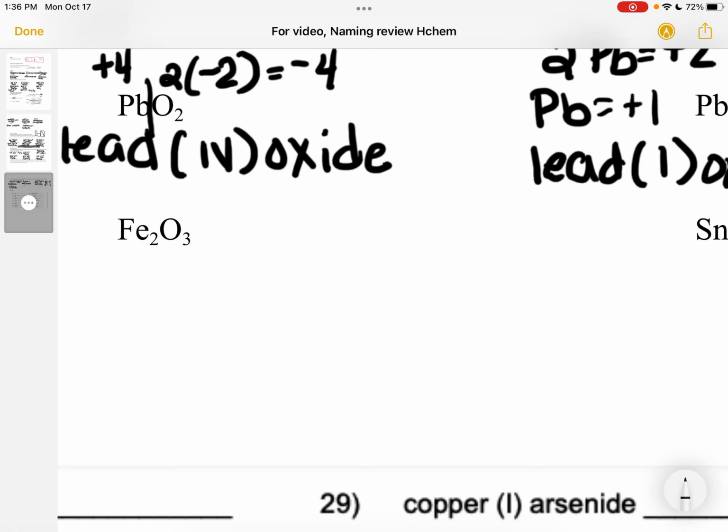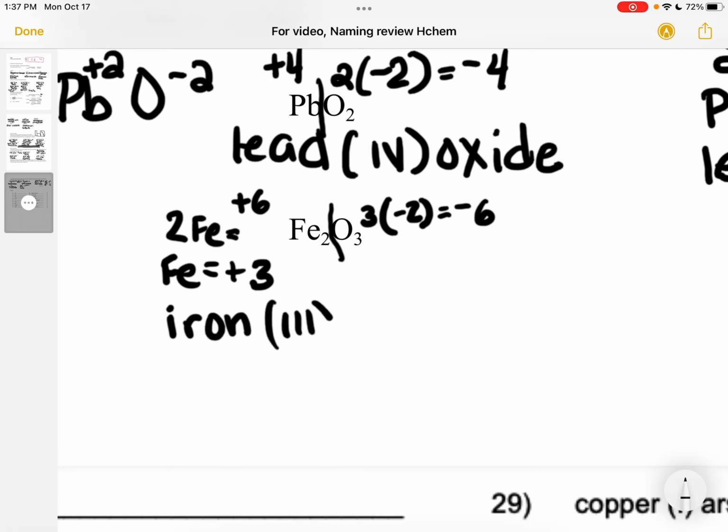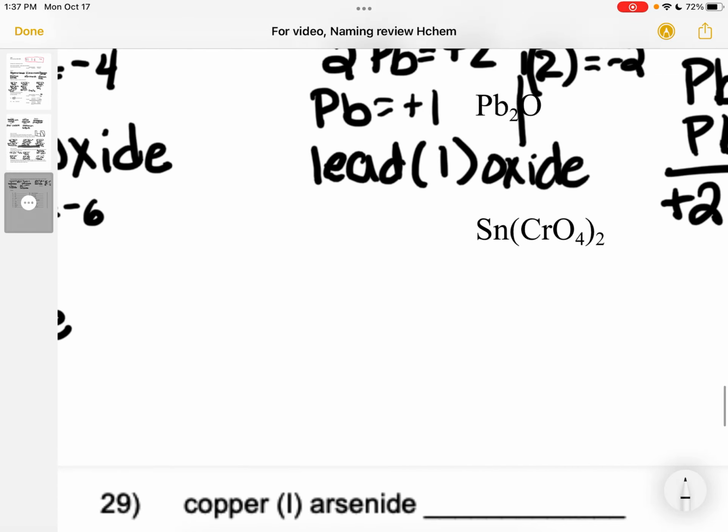Here we have iron and oxygen. We have 3 oxygens, and each oxygen is a -2, so that gets me a -6. On this side, it has to be a +6. I have 2 irons equaling that +6, so each iron has to be a +3. So this will be iron(III) oxide.